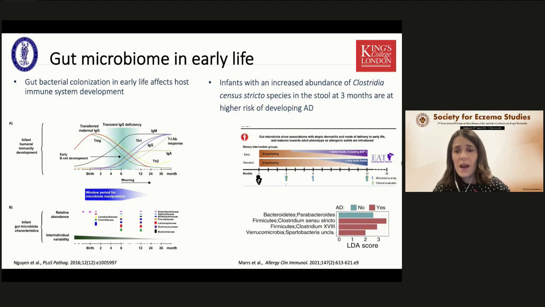And this has led to a number of birth cohort studies in which the gut microbiome has been sampled at early life. And one of these was the EAT study, which was led by Carsten Flohr from St. John's. And in this study, they followed up infants, sampling the gut and the skin microbiome, and looked at the effects of the early introduction of allergenic foods. And one of the interesting findings from this study was that infants with an increased abundance of this Clostridia species in the stool at 3 months were at more risk of developing atopic dermatitis, suggesting that possibly this gut microbe may have an inflammatory or immune modulating effect that has a role in the development of atopic dermatitis.